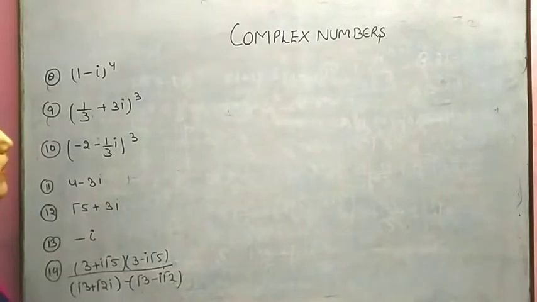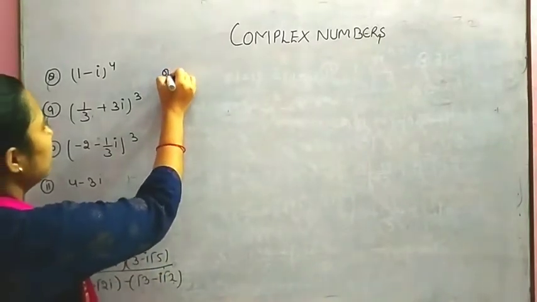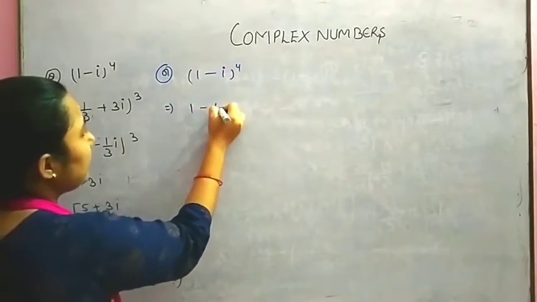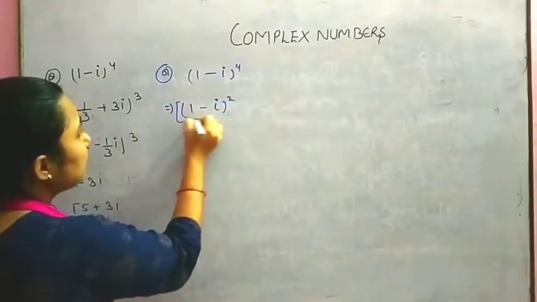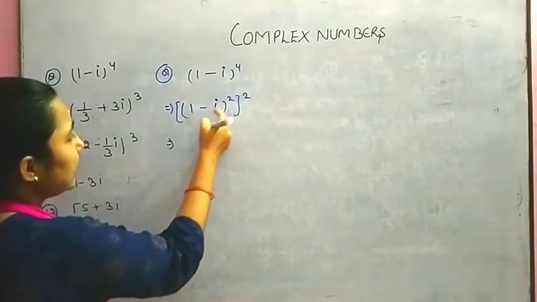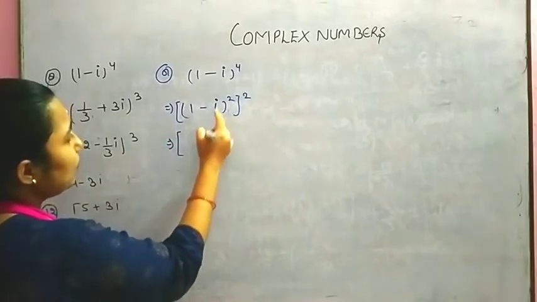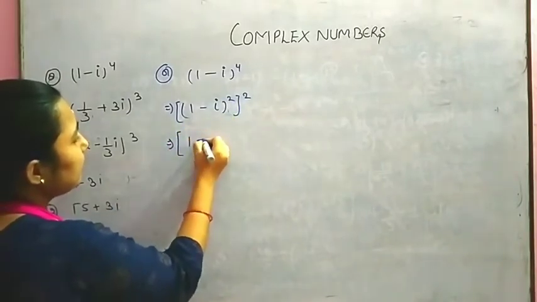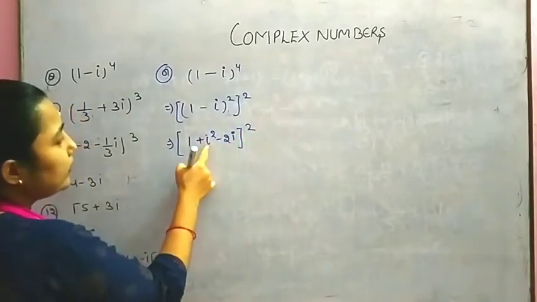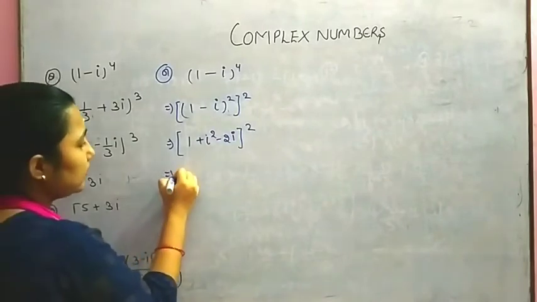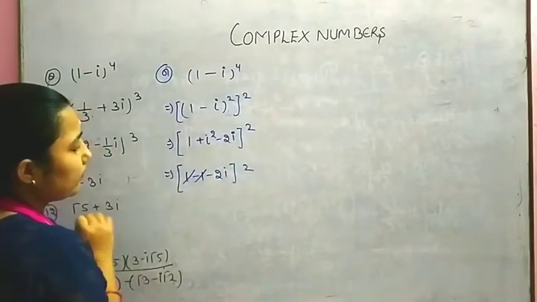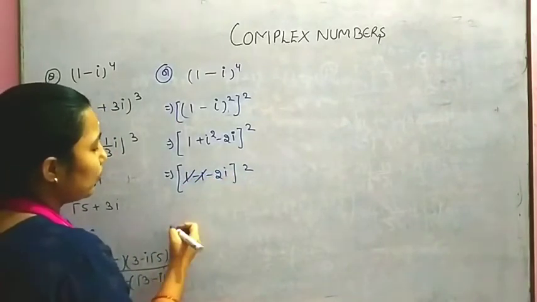(1 minus i) to the power 4. Firstly, write down (1 minus i) to the power 2, and then whole square. And apply the formula for (1 minus i) whole square, (a minus b) whole square, this is a square plus b square minus 2ab. We know that i square is equal to minus 1. Just put the value here. And positive 1 and negative 1 will be cancelled out. We get (minus 2i) whole square.